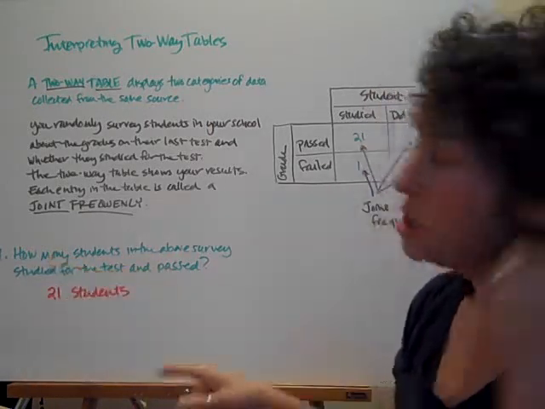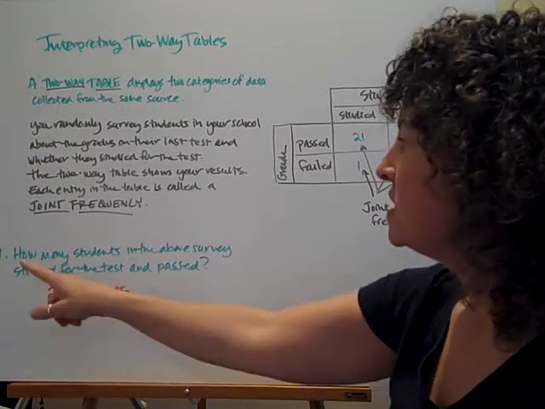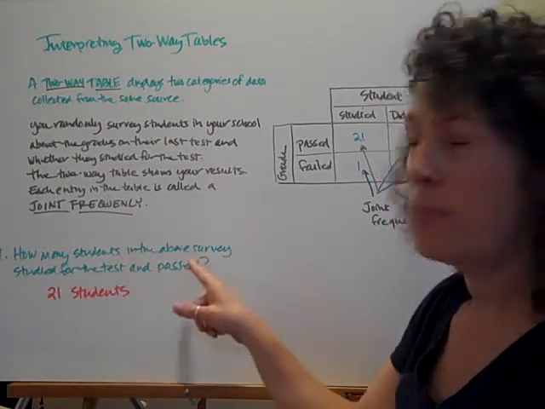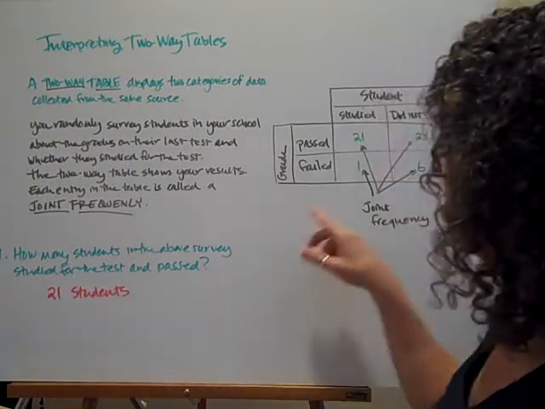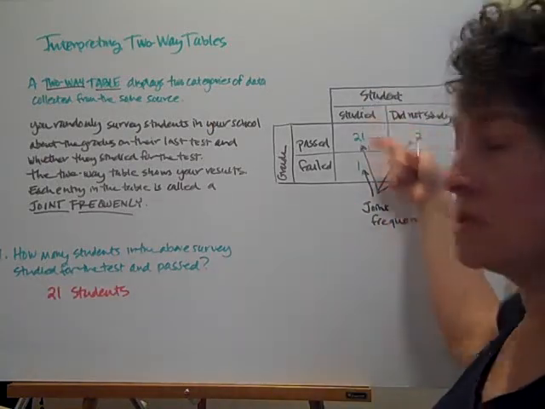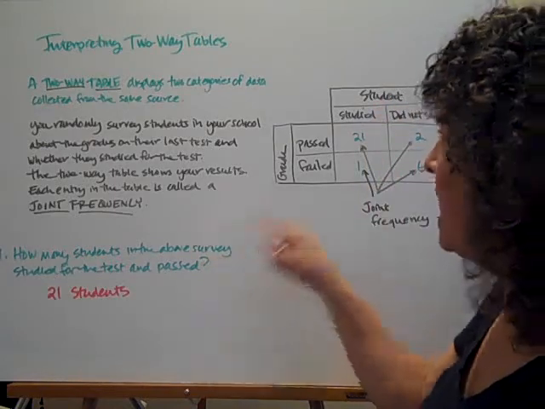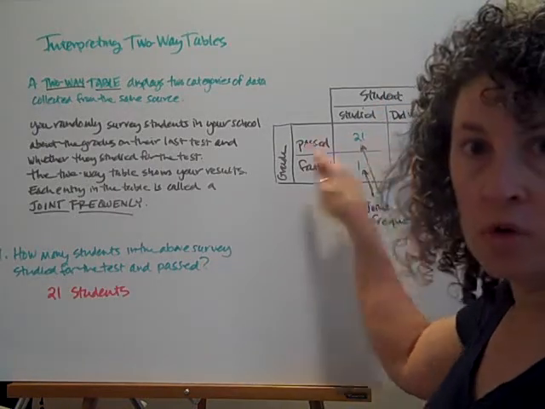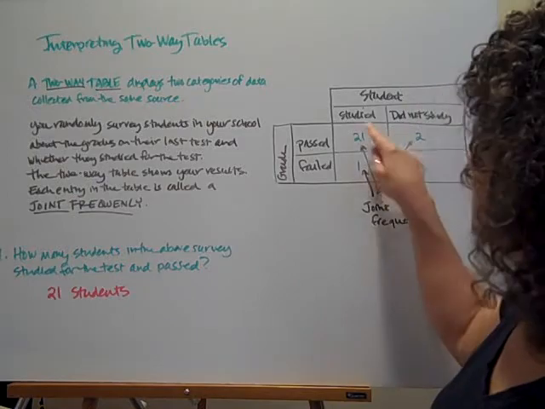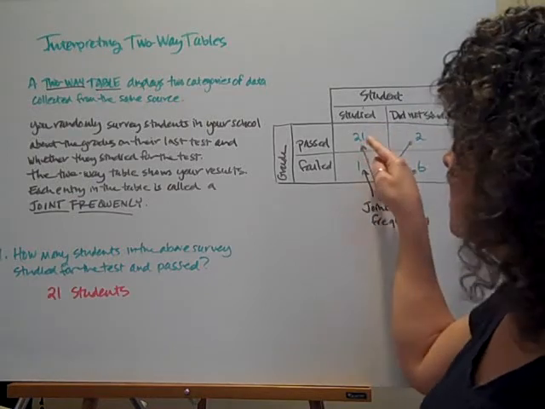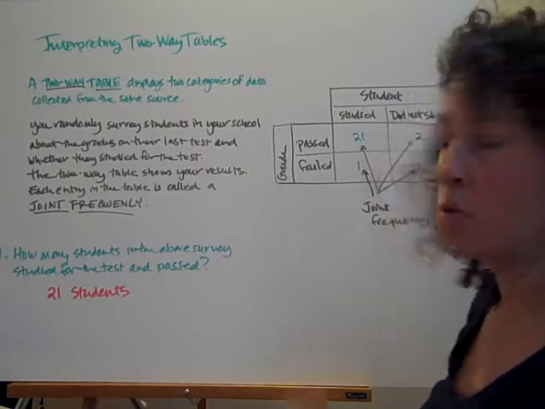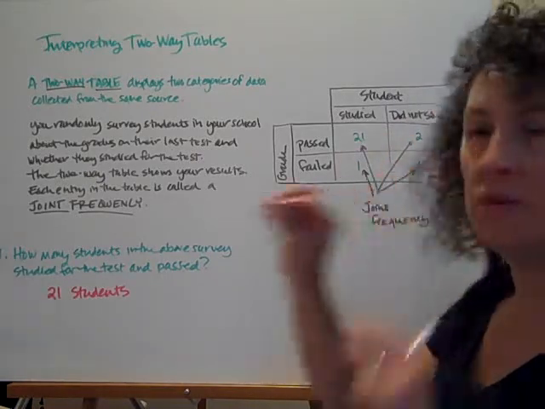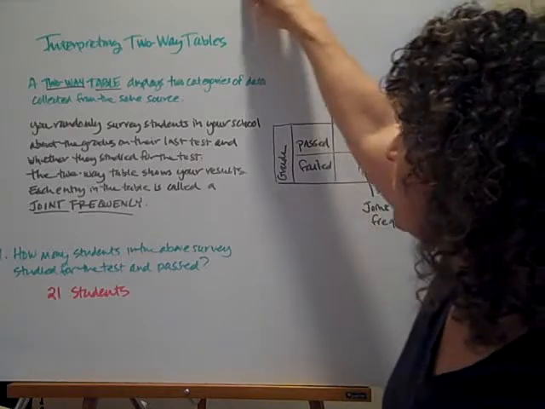So we can answer some questions about that. How many students in the above survey studied for the test and passed? So I'm looking for two things. They did two things at the same time. So I'm going to look for studied for the test. So I'm in this first vertical column. And they passed. I'm looking for this first horizontal row. 21 students studied for the test and they passed. So that is using the joint frequency. So I can pull some data about each group from the joint frequencies.